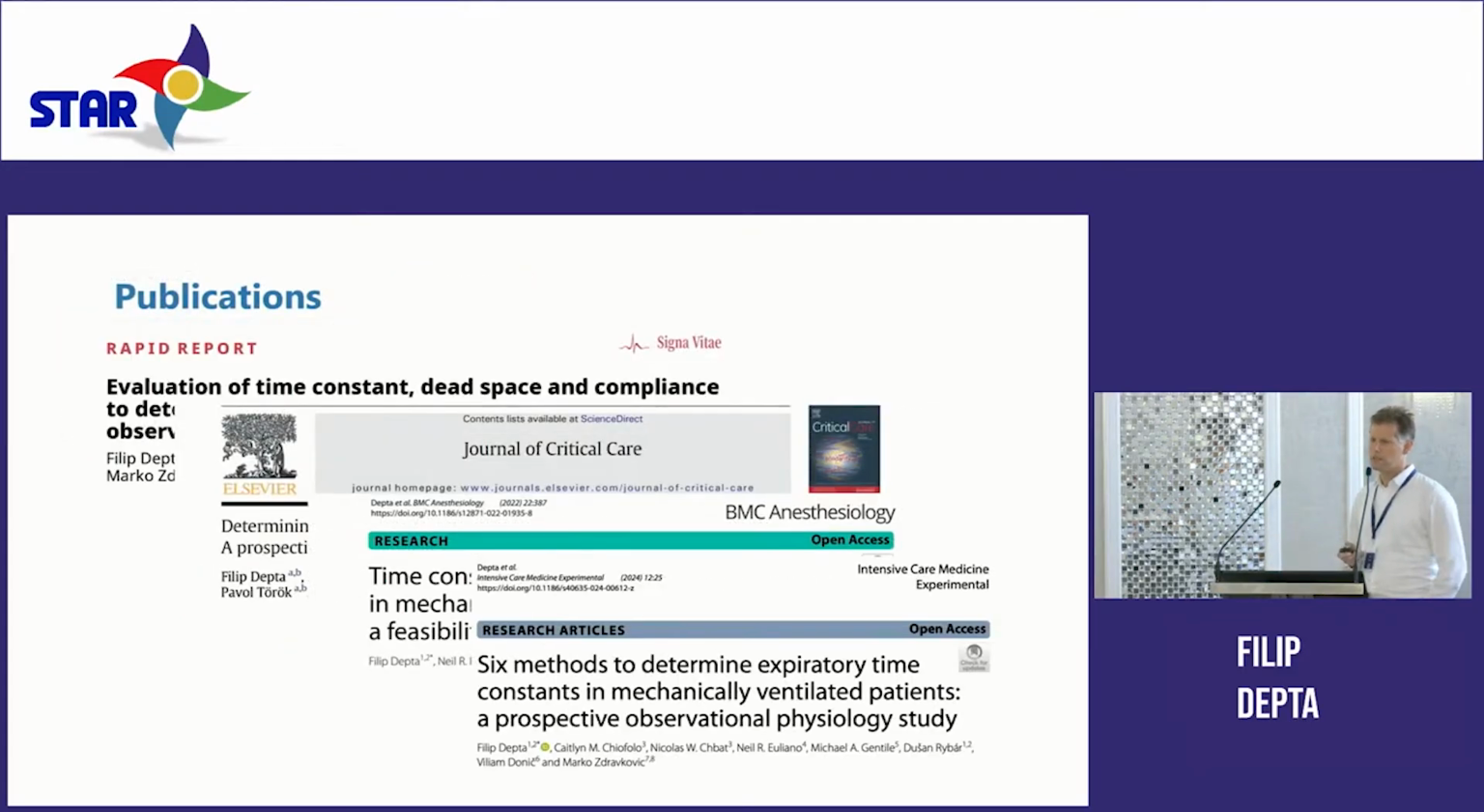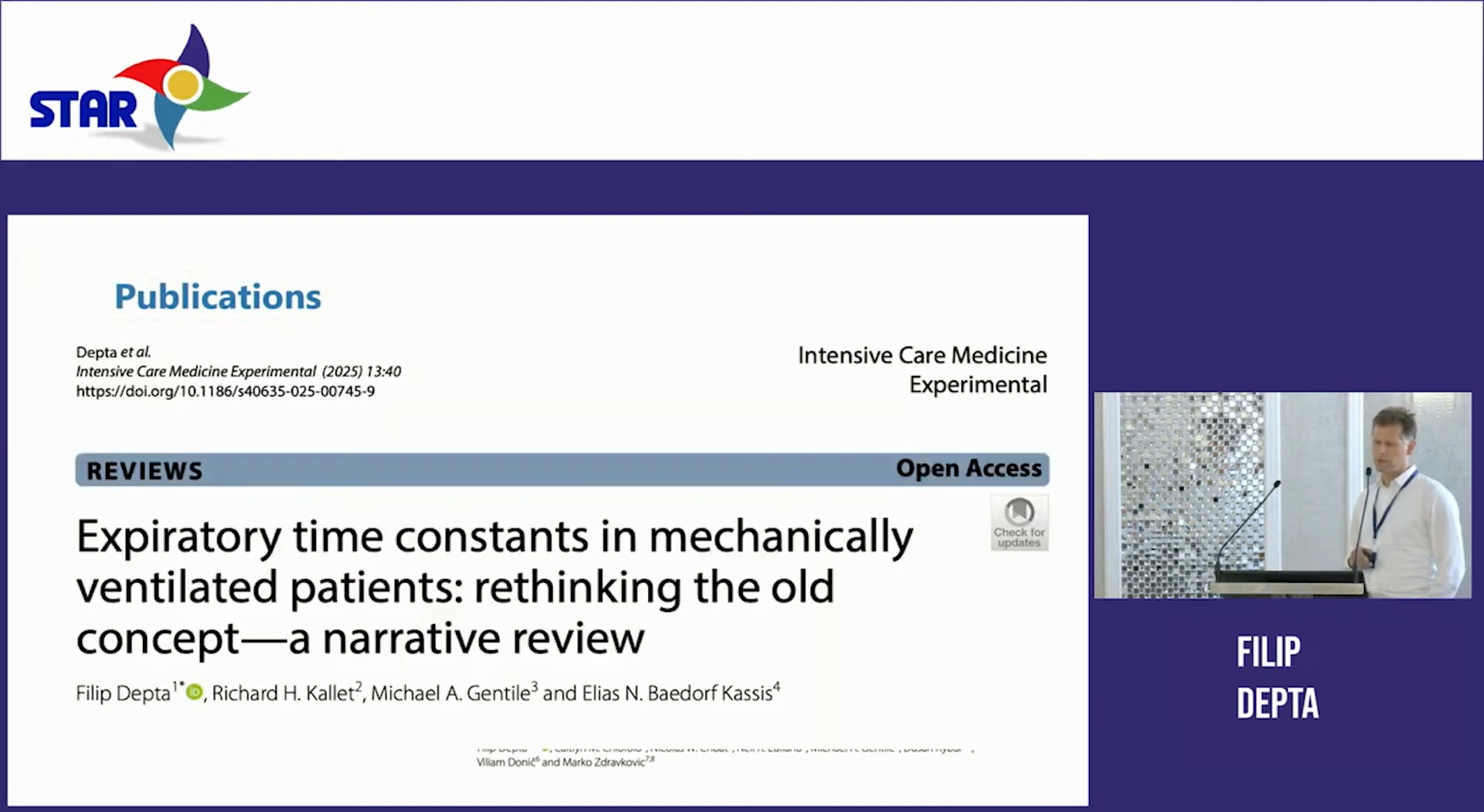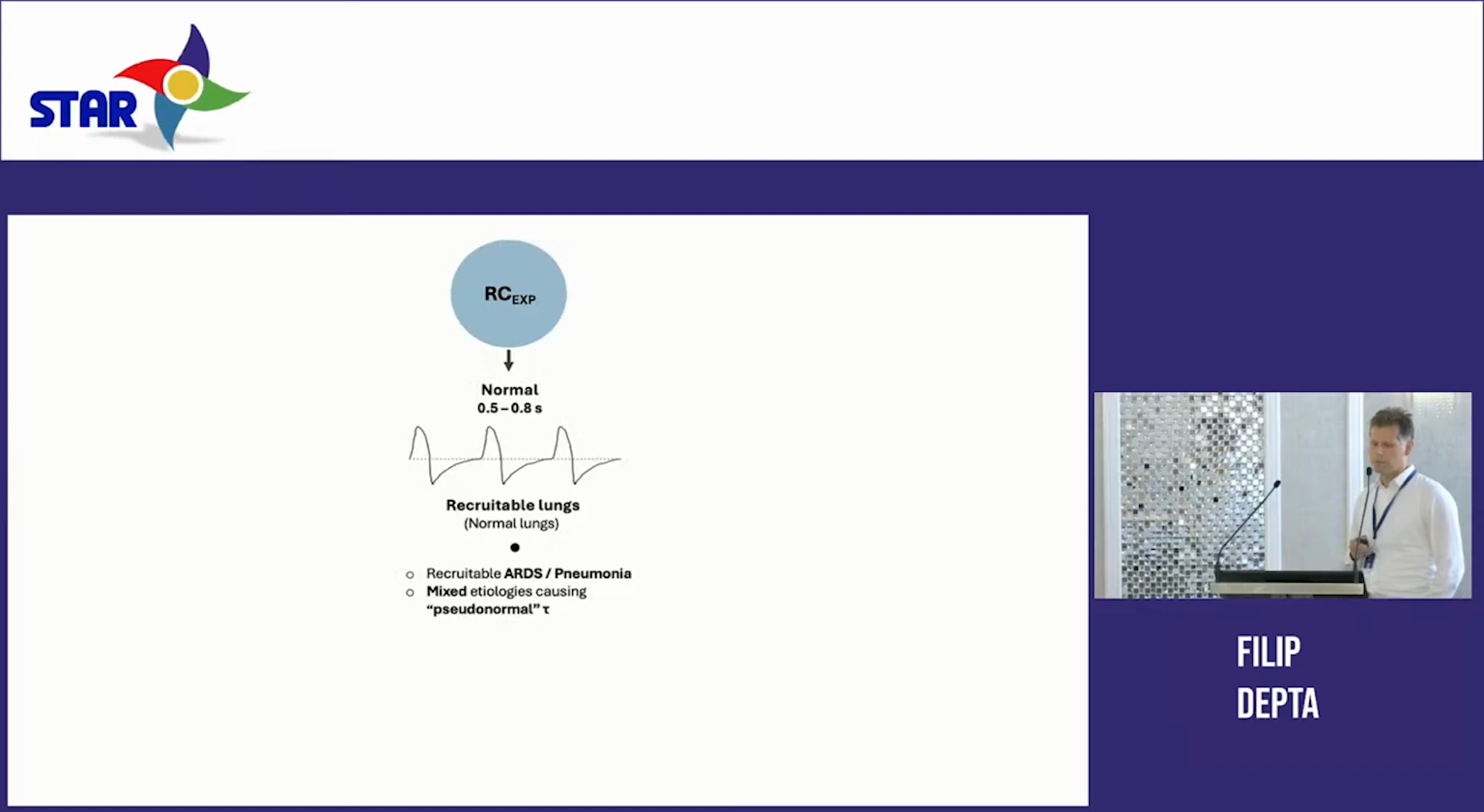We've published quite extensively on this topic, and we concluded with a narrative review on the time constants. In that review, at the end, we published a figure, a so-called diagnostic algorithm, on how we should look at the time constant and how it can help us. This is quite basic physiology. If the time constant is within the normal range, 0.5 to 0.8, it can be either normal or pseudo-normal. It means a mix of obstructive and restrictive pathologies, so the overall time constant is within the normal range.